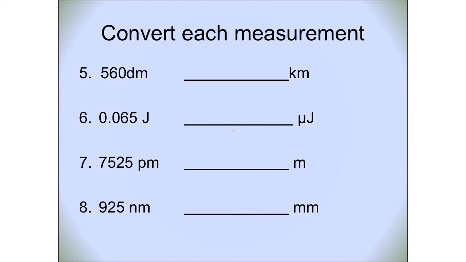All right, we've got 560 dm, so that's decimeter, so that's 10 to the negative first, and km is kilometer, so that's 10 to the third. So now we're going to have to move our decimal 4 spots, and my unit is getting bigger, so therefore my number has to get 4 places smaller. So I'm going to move my decimal over to the left-hand side. 1, 2, 3, 4. So 0.056.